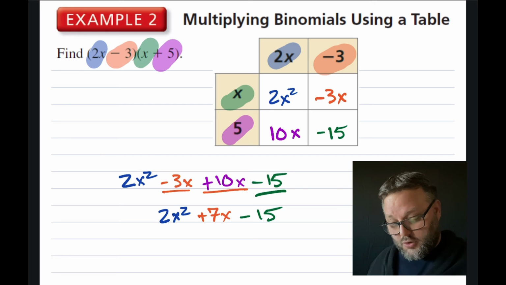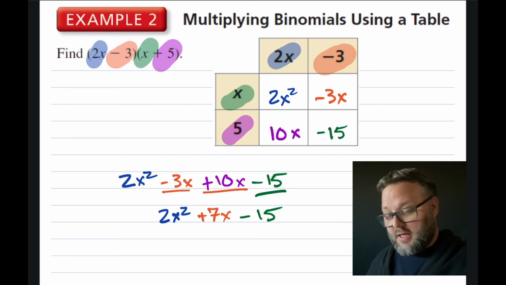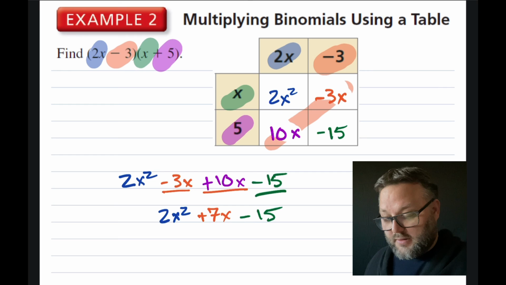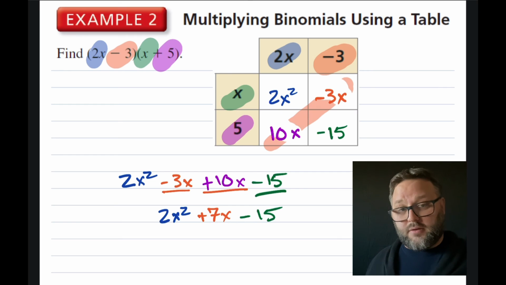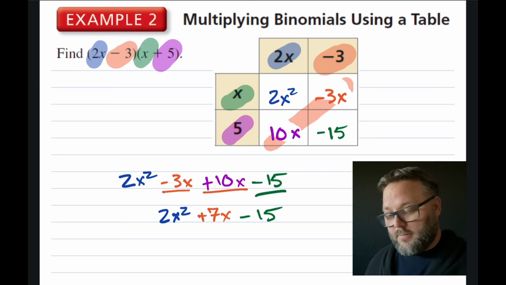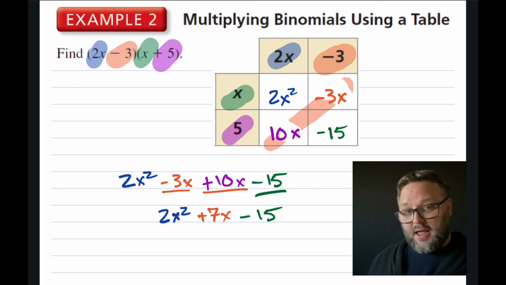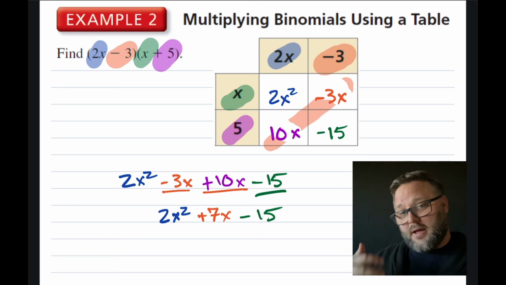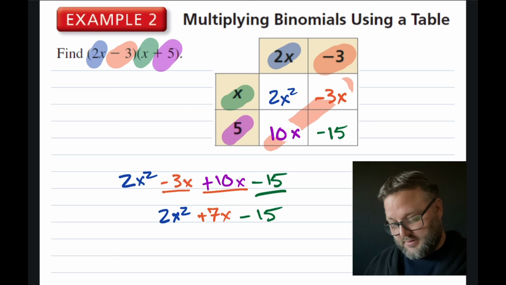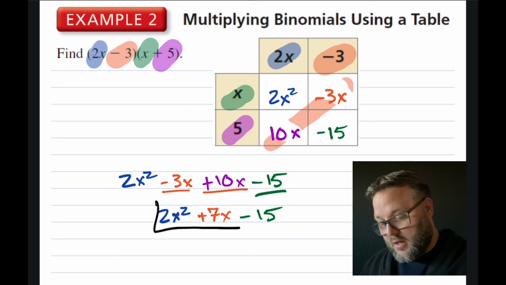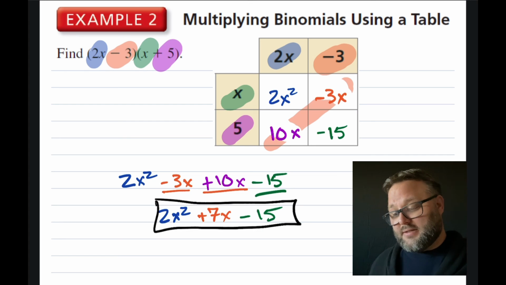The other thing I could have recognized is I could have combined these two when I brought them out in the first place. So what I mean by that is I could have recognized this is a 10x and that's a -3x. And as I brought them out, I could have gone ahead and in my head or on paper shown that it's just that positive 7x. And this is how we use a table to multiply binomials.